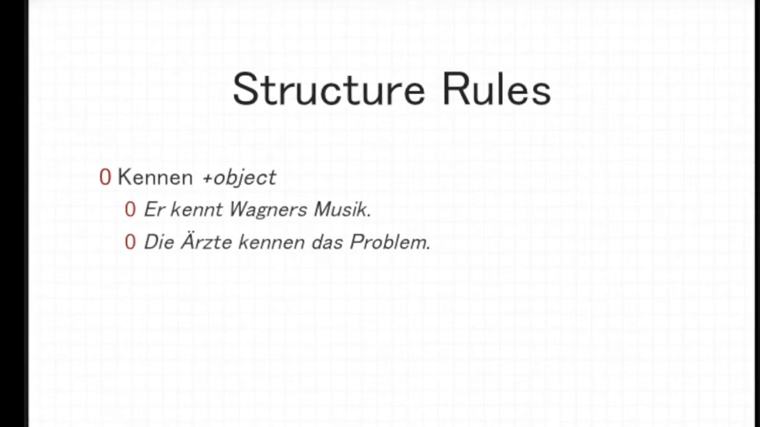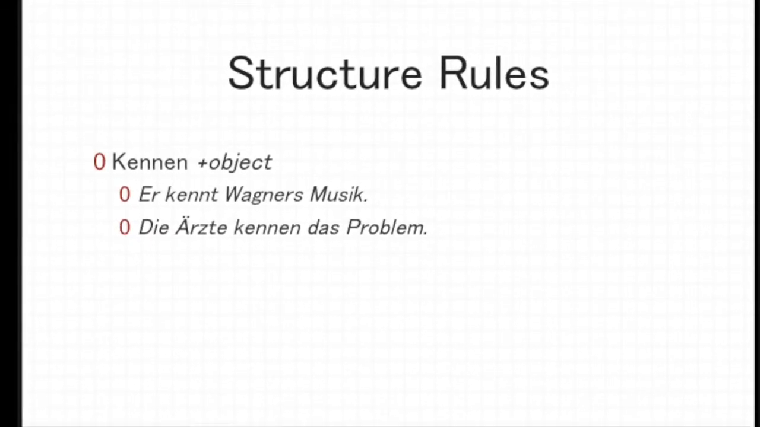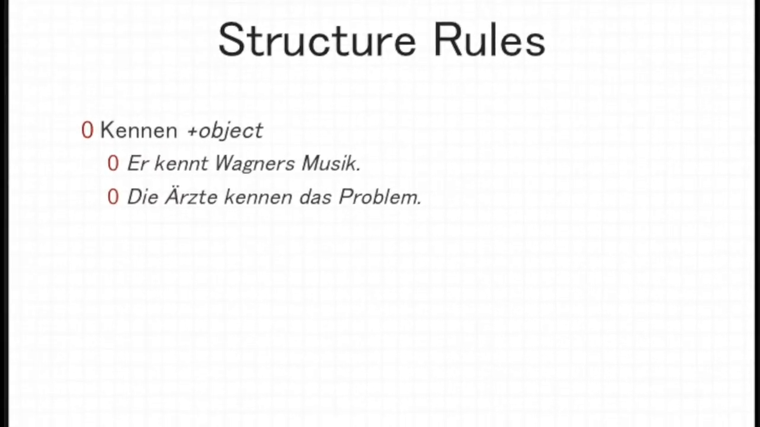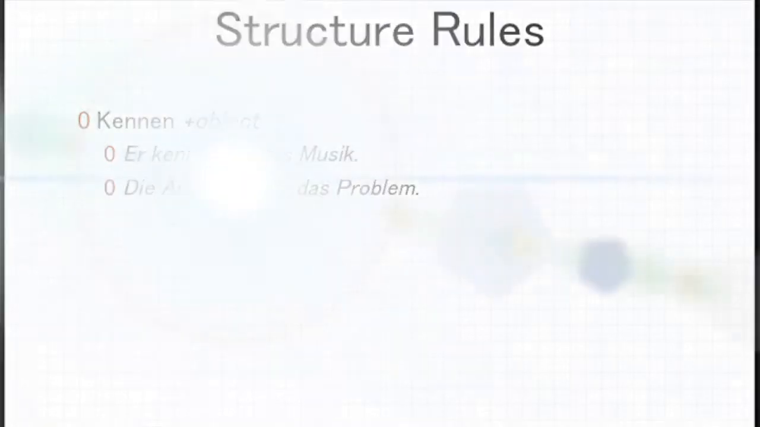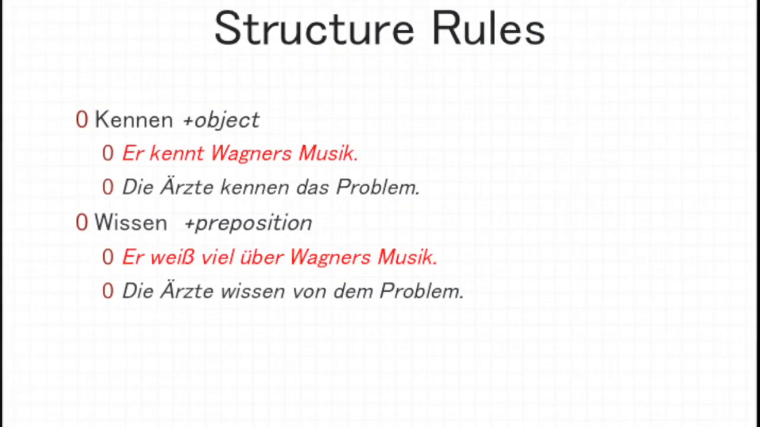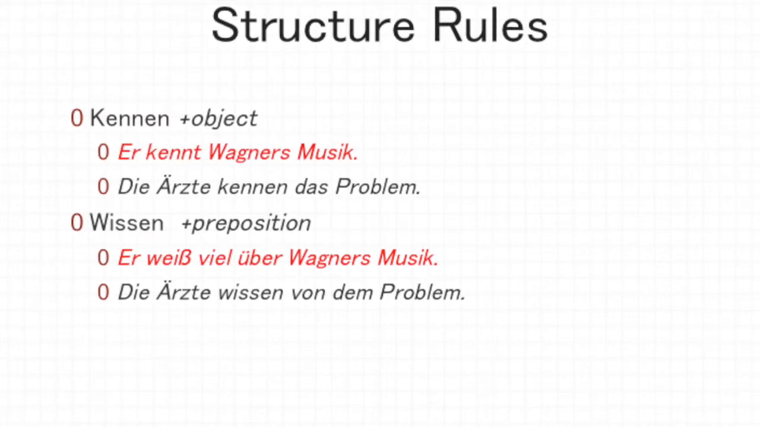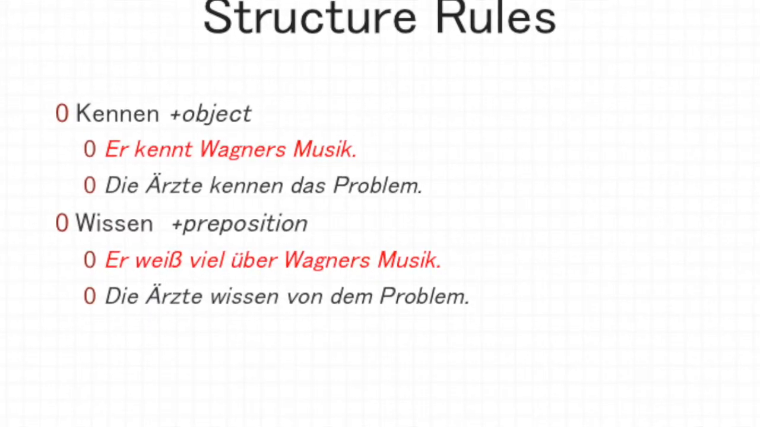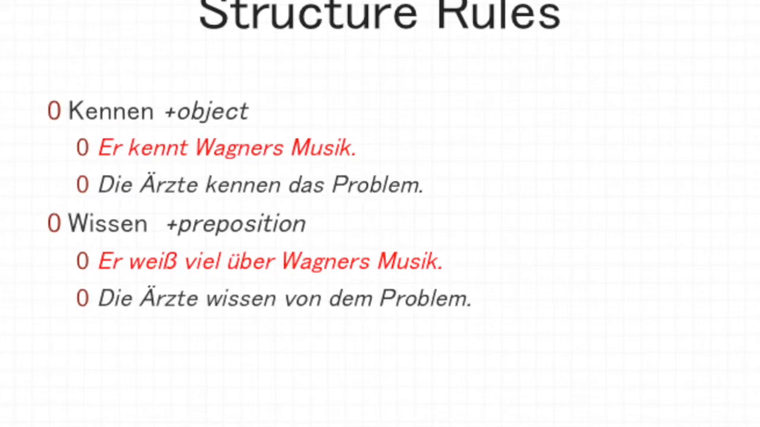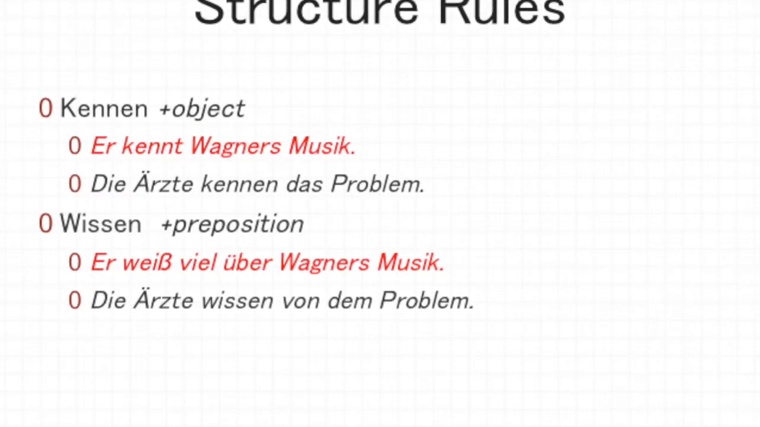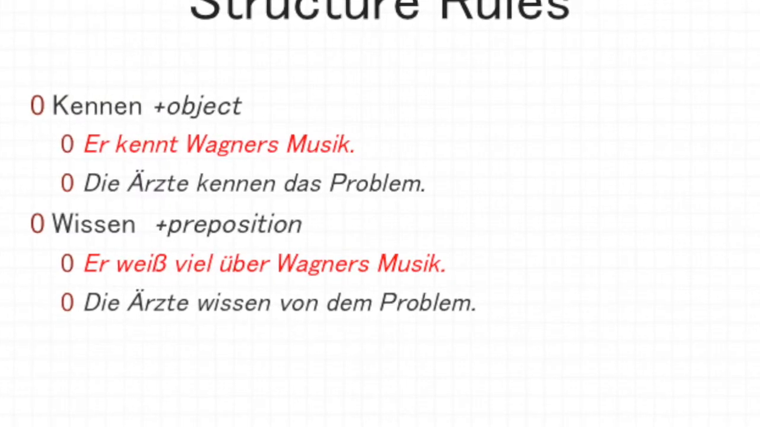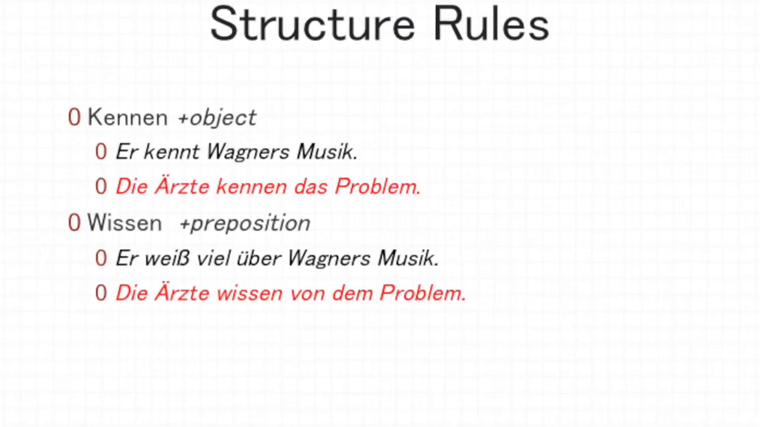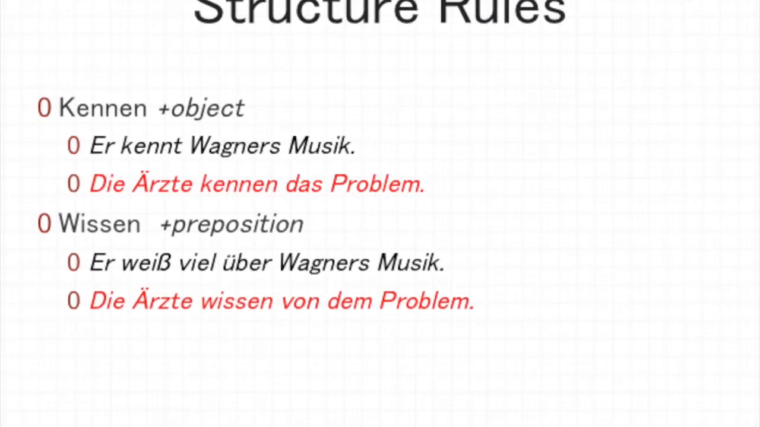Another way to figure out which form to use is to base it off of certain structural tendencies each form takes. So for example, the kennen form typically takes an object. The wissen form, on the other hand, typically is followed by a preposition. Note the highlighted examples. The first probably refers to someone who is very familiar with Wagner's music and has listened to it. The second refers to someone who knows a lot of facts about Wagner's music. While they are similar, they are not the same. Now note the second examples of each and compare.